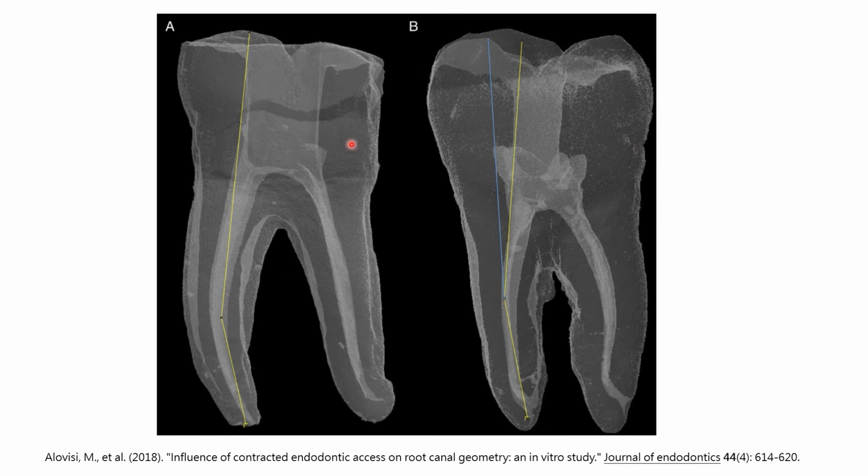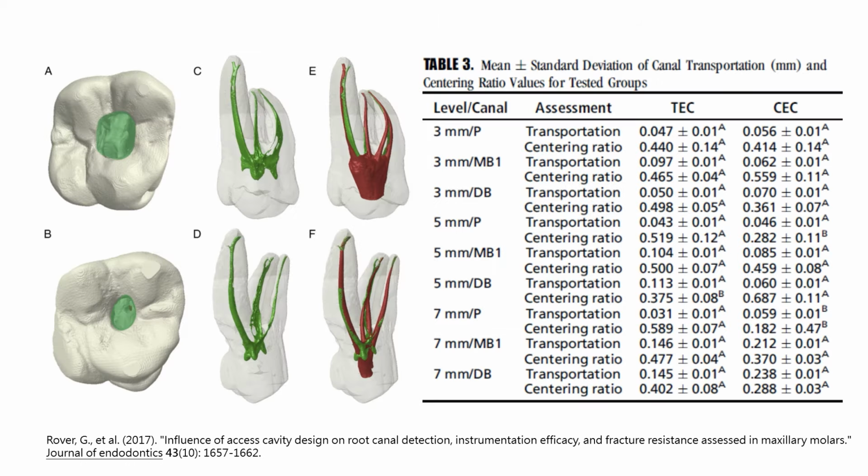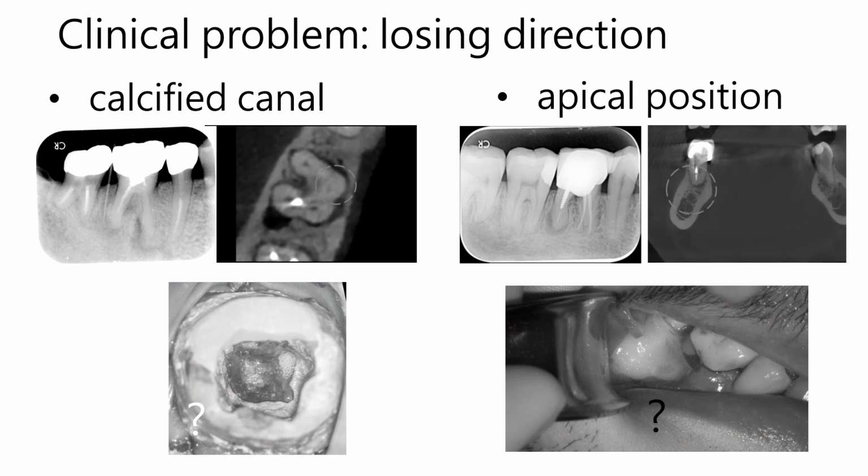So if we shift from the traditional to the conservative, we can conserve more pericervical dentine. But of course, if we make the opening smaller, the cleaning and shaping will be a little bit affected. But this is not the topic today.